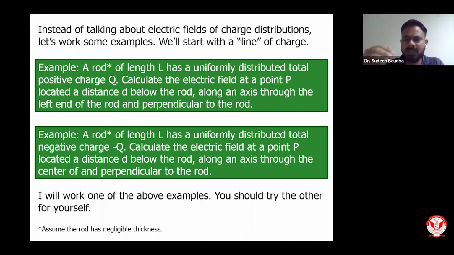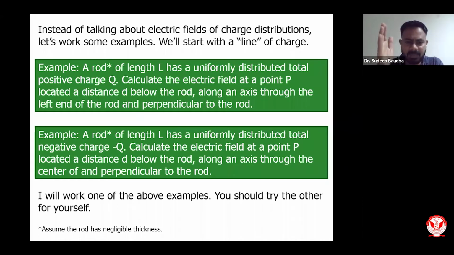This is one. I am taking one point, and I am keeping that point at 90 degrees to the rod, and it is towards the left end of the rod. So this is one possible geometry where I can calculate electric field. And another possible geometry is I have a rod of length L which has a uniformly distributed total negative charge. So please remember, in the first case I have defined a positive charge. In the second case I am defining a negative charge.